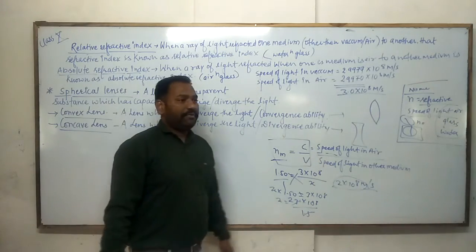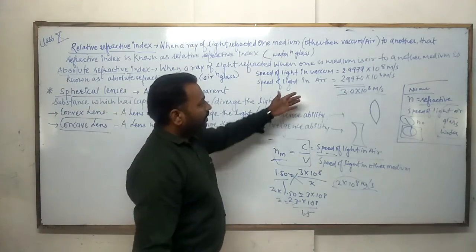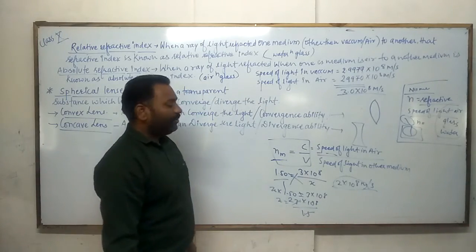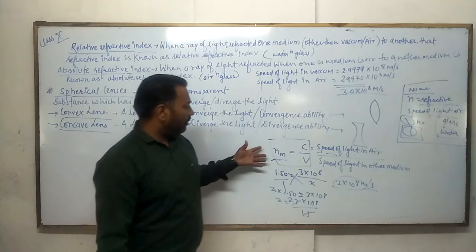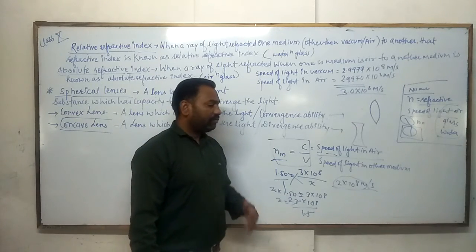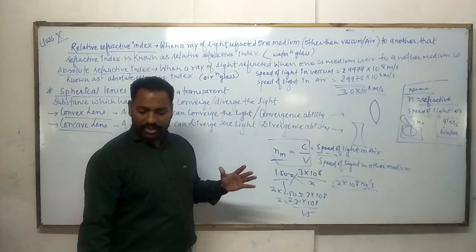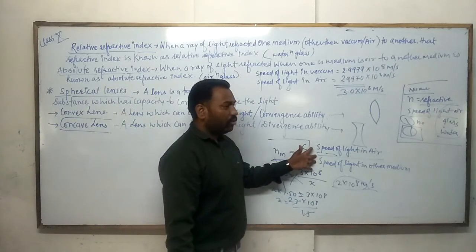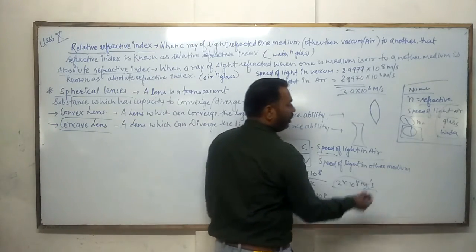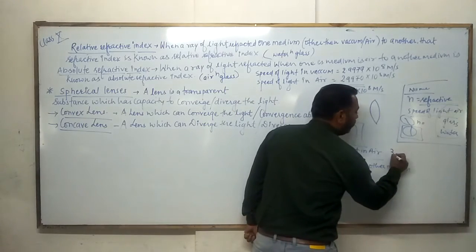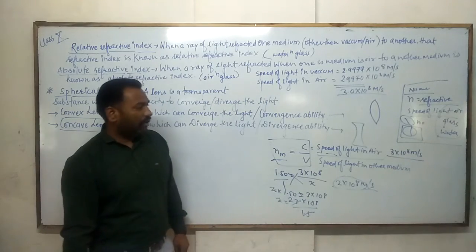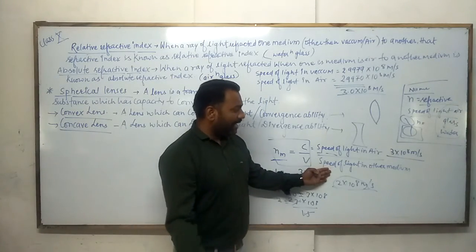If there are any chances of numerical problems regarding the refractive index, then the solution is like this. There are three things involved: the refractive index of the substance, like maybe air, glass or water, and the speeds of light. Two things are already given in the question, and we have to find the third. So the speed of light in air, you know, is 3 into 10 raised to power 8 meter per second. The other one may be asked in the question.